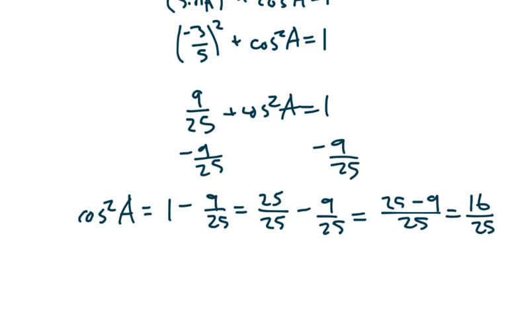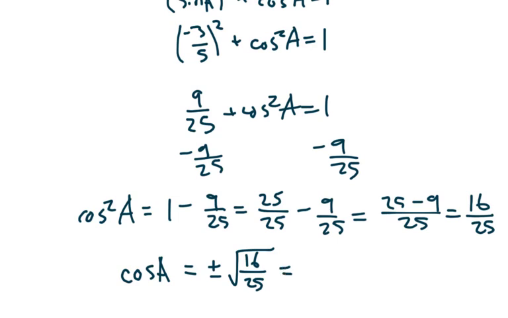Cosine squared a equals 16/25. To get from cosine squared to cosine, how do I undo a square? Well, we take the square root of both sides. On the left side, this becomes cosine of a, and on the right, you can think plus or minus the square root of 16 over 25. Plus or minus. That's one of the important things that people like to forget here. When you take the square root of both sides, plus or minus the square root.